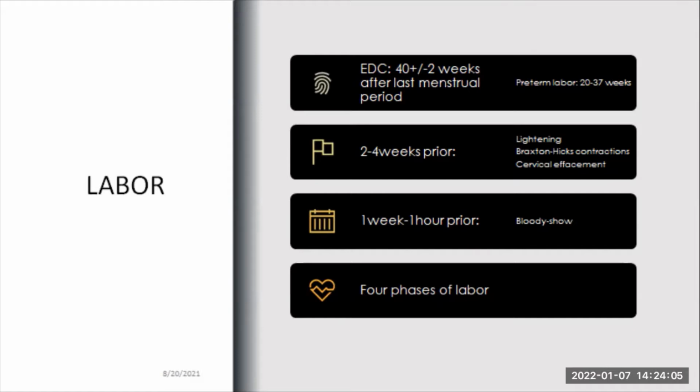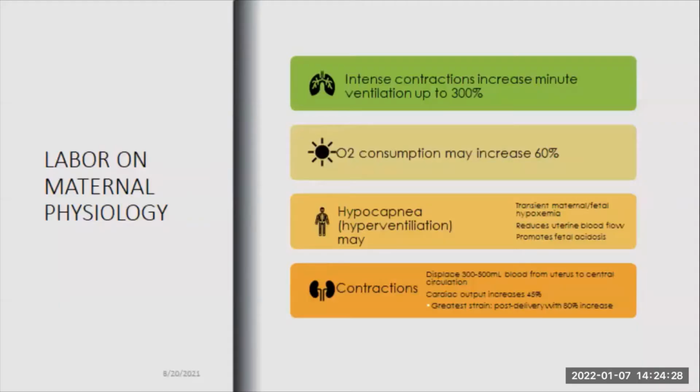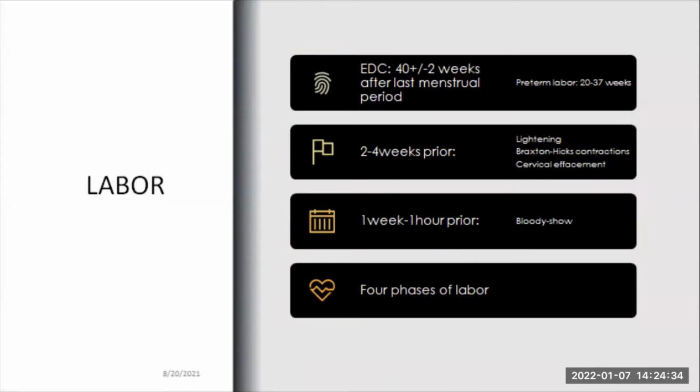And then 1 week prior to that, some ladies start showing some bloody show. We call it show. You start presenting with it before finally you go into the real labor, which begins with contractions that become serious, intense, and not ceasing. And labor is divided into 4 different stages.